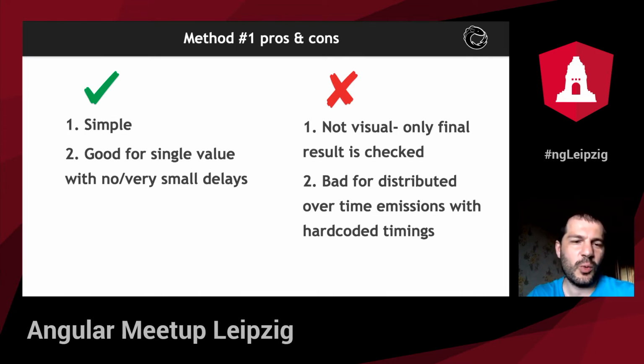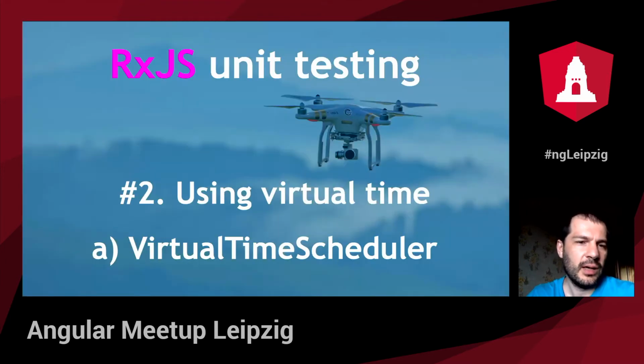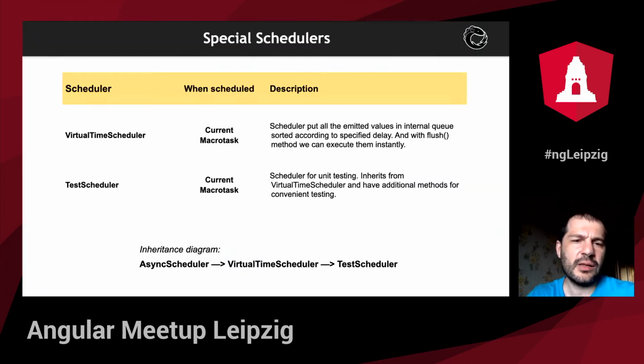But you may ask, how to test code that uses big time delays? And what if these delays are hard-coded in the code, for example? And this is where Virtual Time Scheduler can help us. Virtual Time Scheduler allows to flush all scheduled emissions instantly, keeping the emission order. So we can use it for RxJS code with big emission delays. You can see that Virtual Time Scheduler inherits from async scheduler. We can replace async scheduler instance with Virtual Time Scheduler instance in our tests.